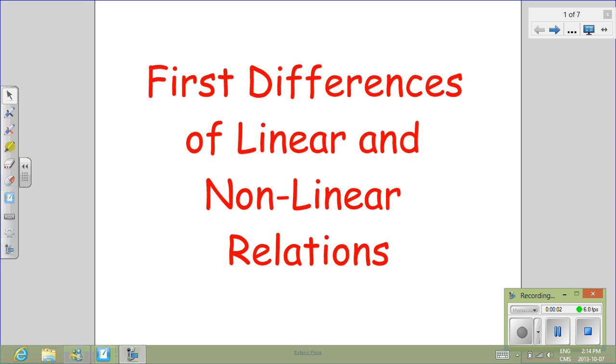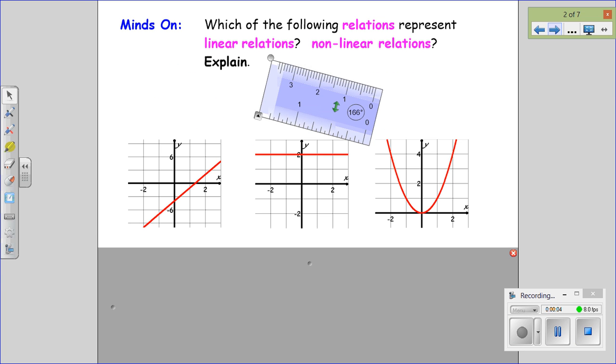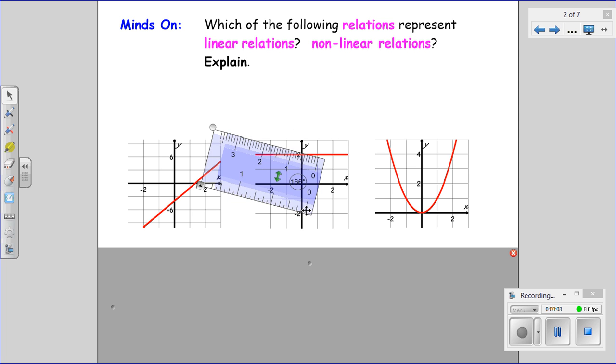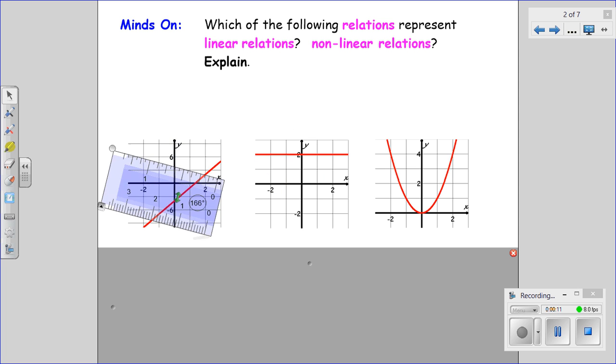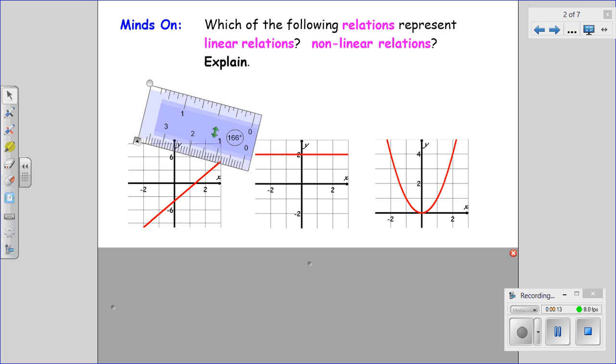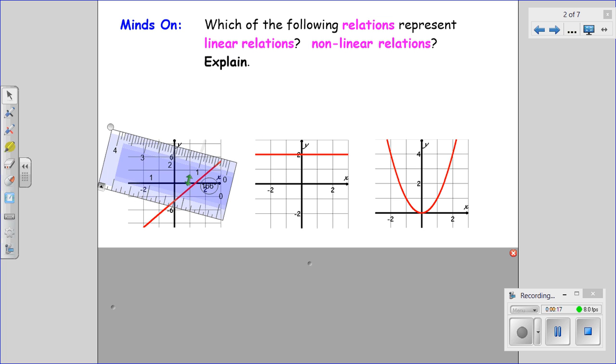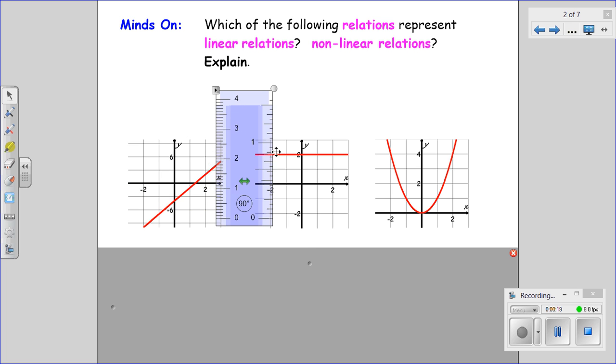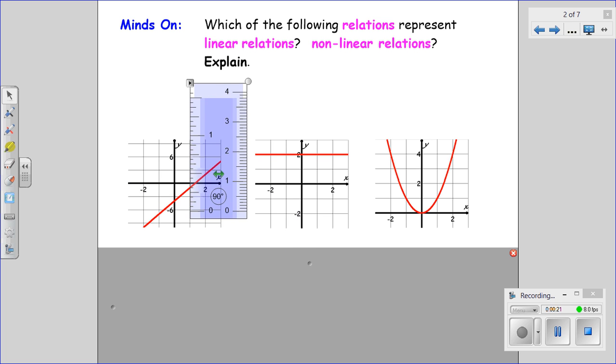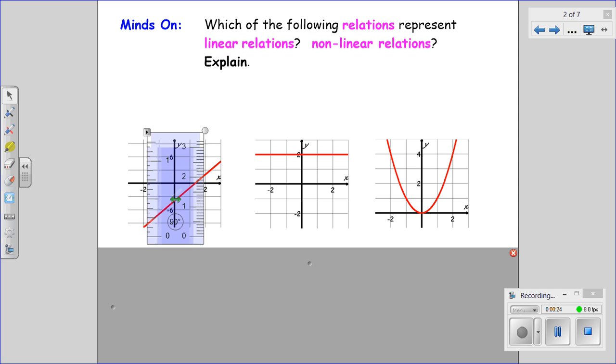First, differences of linear and nonlinear relations. Which of these relations represent linear relations or nonlinear relations? If I take a ruler and I swing it around and I try and make it fit on top of the graph, I should see that I can line up all my points along the ruler. So the ruler ends up having a nice straight line along the points.